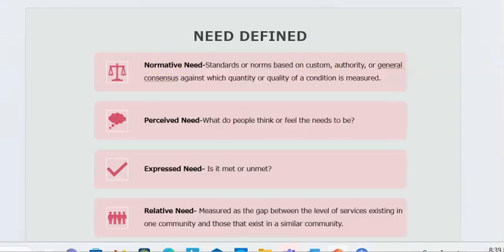Needs defined. We have normative need: standards or norms based on custom, authority, or general consensus against which quantity or quality of a condition is measured. Perceived need: what do people think or feel the needs to be? Expressed need: is it met or unmet? And relative need, measured as the gap between the level of services existing in one community and those that exist in a similar community.